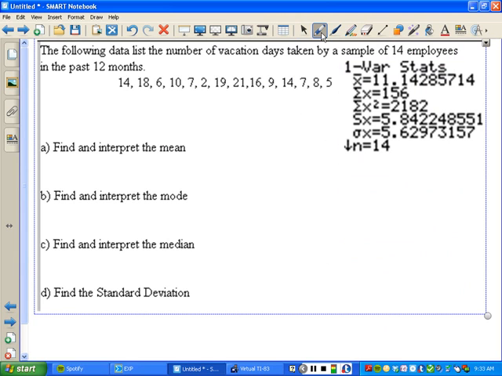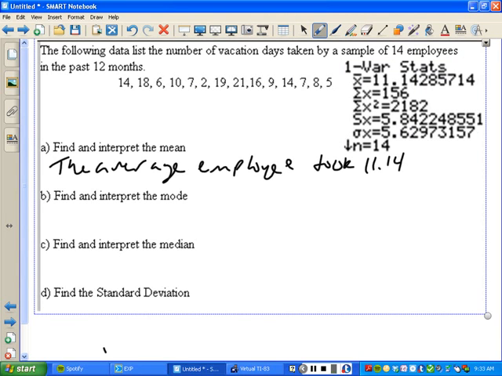All right, so we are going to find and interpret the mean. So what I would say is the average employee took 11.14 days of vacation. For a whole year? You don't get 11 days of vacation? Surely you get 11 days. Well, yeah, I guess you think about it. Those are paid days, I would imagine. Yeah. I get paid days off. Get a better job. Yeah, I'm working on it.